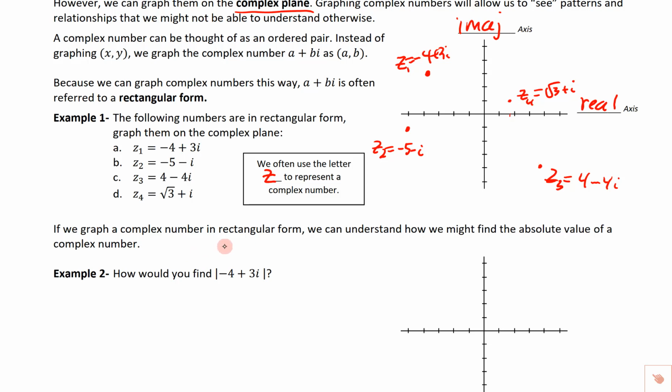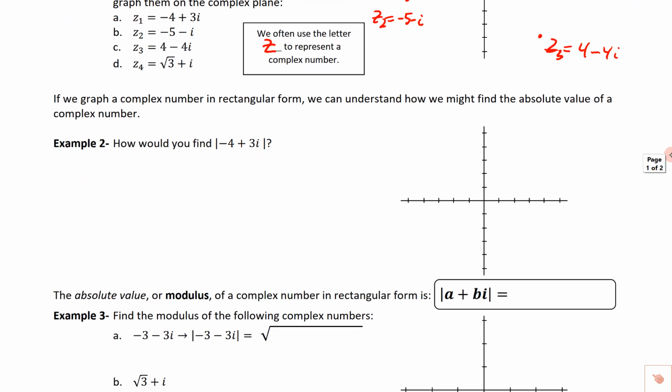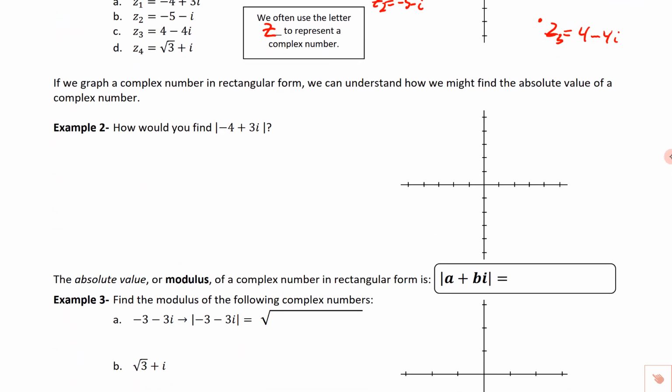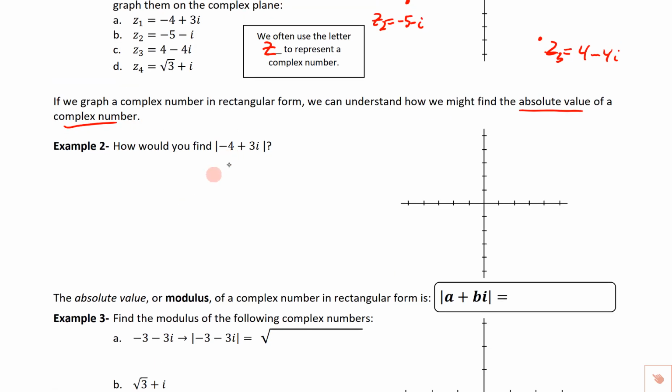Now, if we graph a complex number in rectangular form, we might be able to figure out how we can compute the absolute value of a complex number. So let me write this one down right here. This is the first one that we did up there. This is z1, so negative 4 plus 3i. Well, negative 4 plus 3i would be over here. So I'm just going to write negative 4 plus 3i.